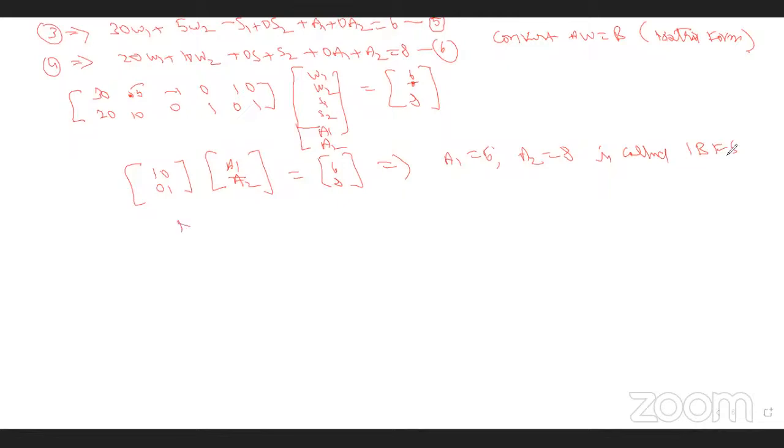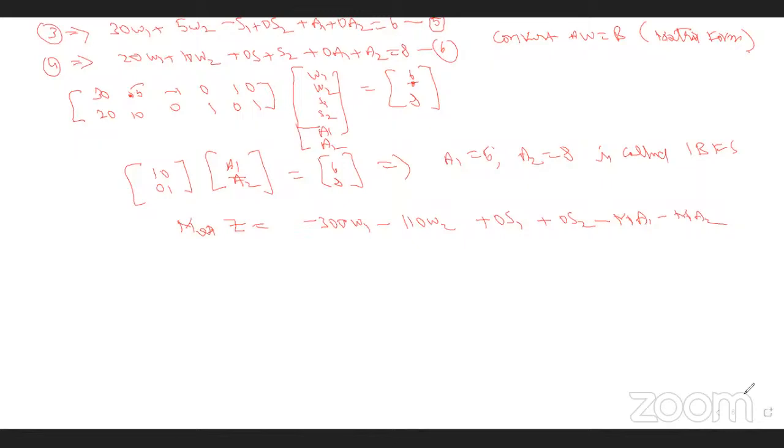So max Z equal to minus 300 W1 minus 110 W2 plus 0 S1 plus 0 S2 minus M A1, where A1 is the artificial variable and M means maximum, minus M A2. So we need to write simplex table 1.